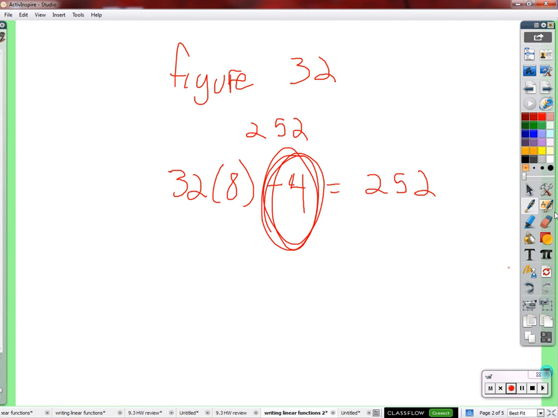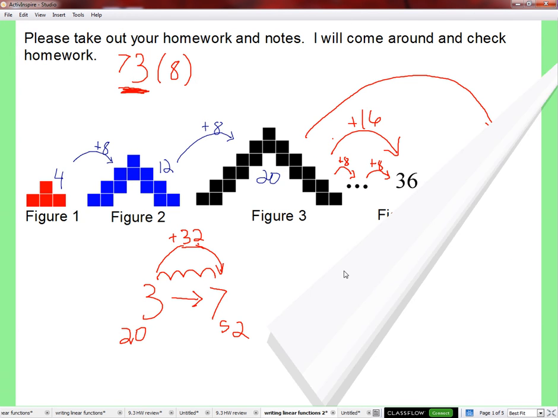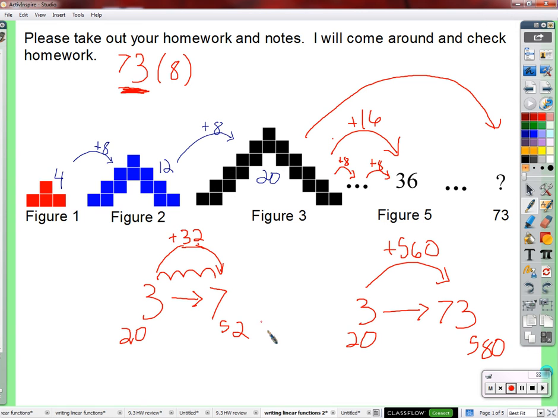Can you go back to the figure? Yes, I can go back. Because when you go for figure 5, which we are really confident has 36, you do 5 times 8, which is 40, and it's 4 more than 36.